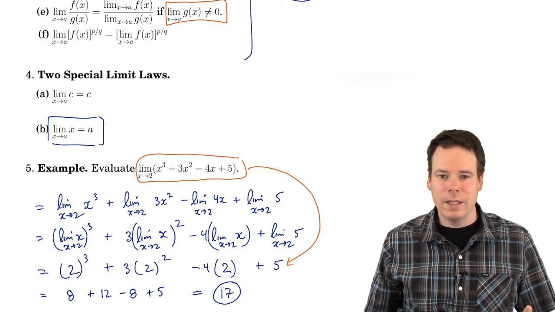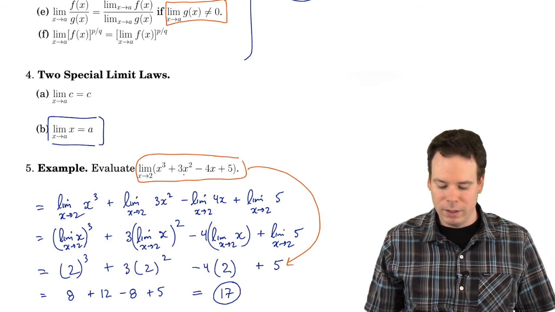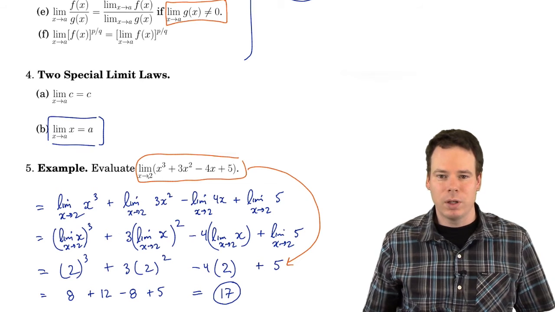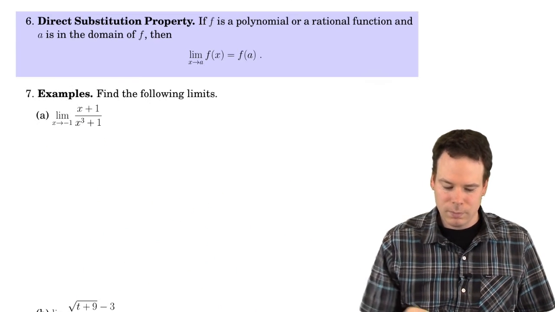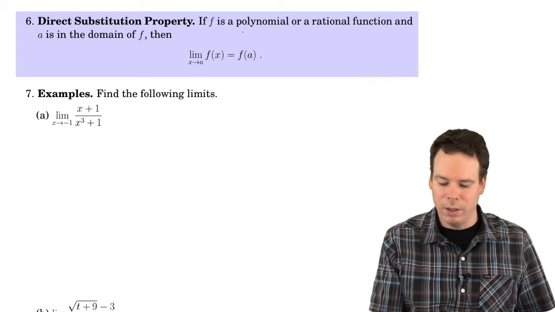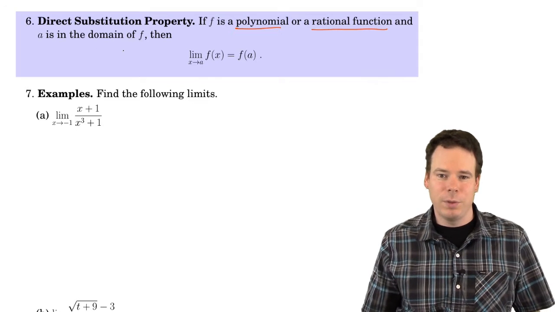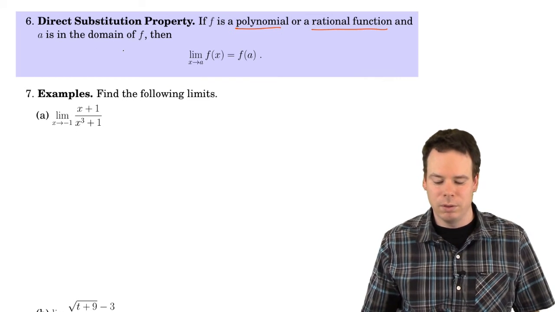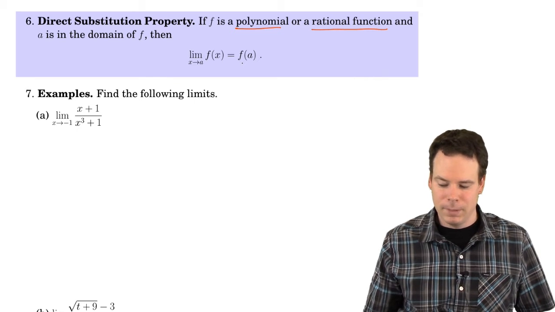Now this can work in some cases. We'll see cases where it doesn't work, but in some cases this direct evaluation of the function at the value of a, in this case 2, is how we can work out some of these limits. In particular, this is known as the direct substitution property, and it says that if we're staring at a polynomial or a rational function and a is in the domain of f, so it's not a place where the denominator is 0, then we can work out the limit by just directly evaluating the function there.